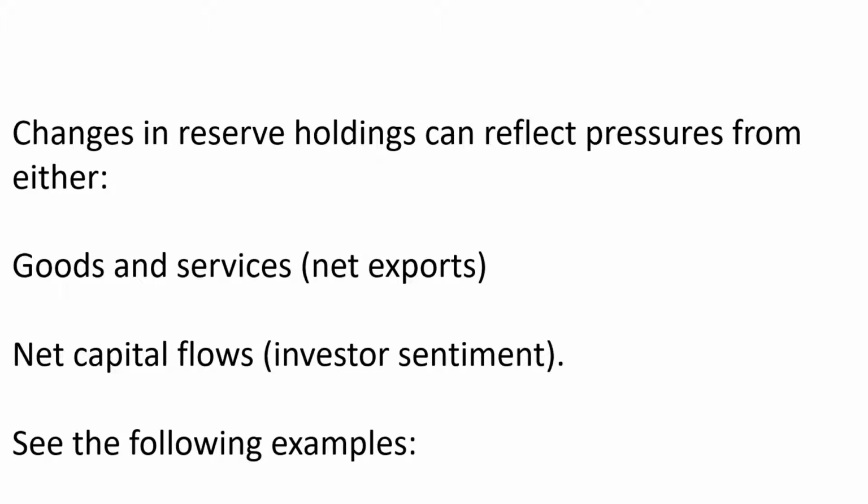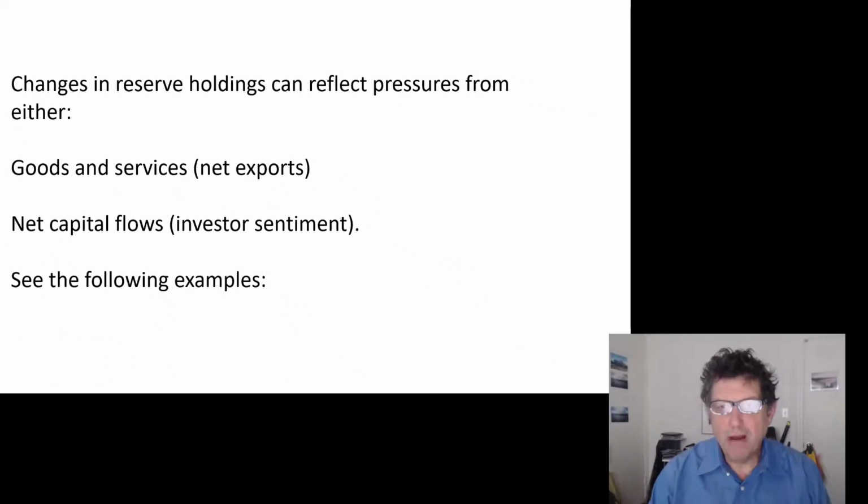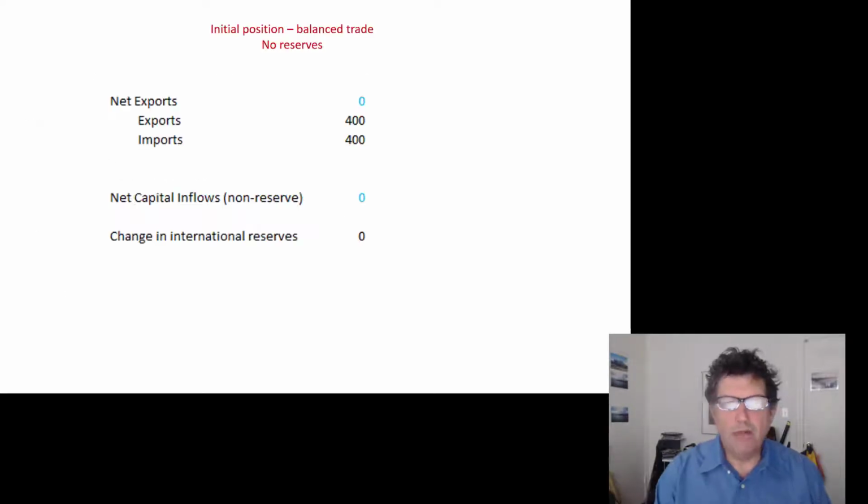So the other thing is that the changes in reserve holdings can reflect pressures from various angles. We can think of pressures from the goods and services, the net export side, or the net capital flows. Let's think of that as investor sentiment. So we're going to show you some examples of each of these. Let's say that we're in an initial position where we have balanced trade and no changes in reserves. So exports are 400 and imports are 400.